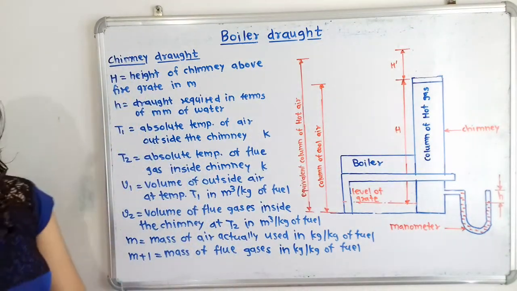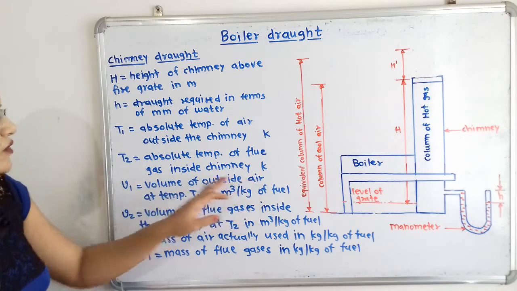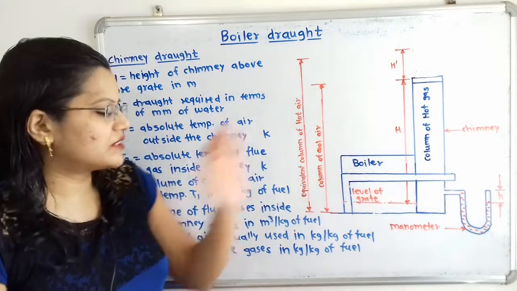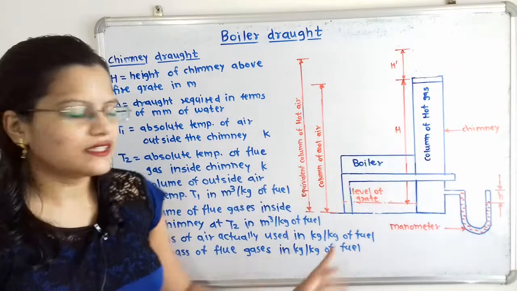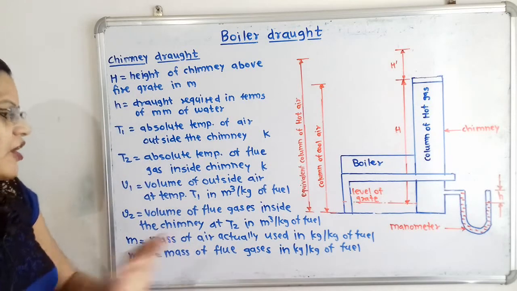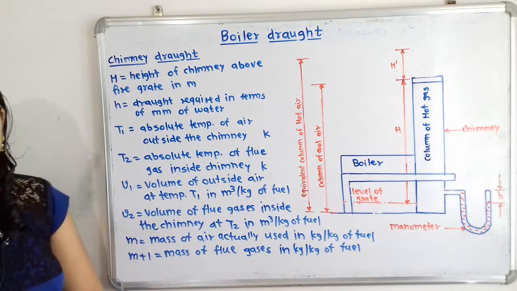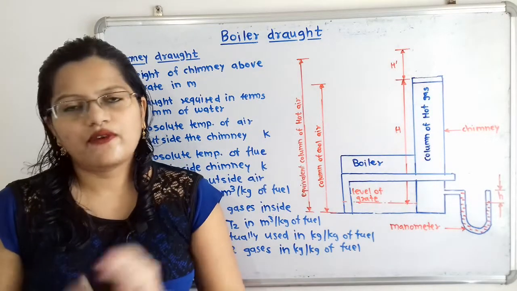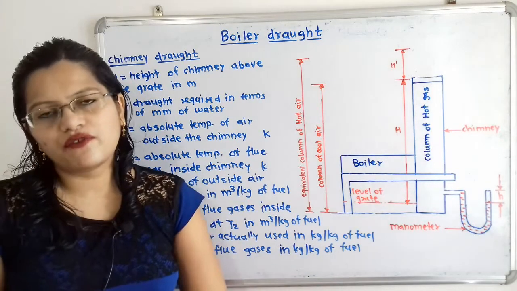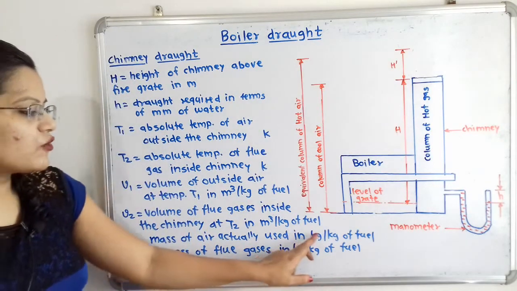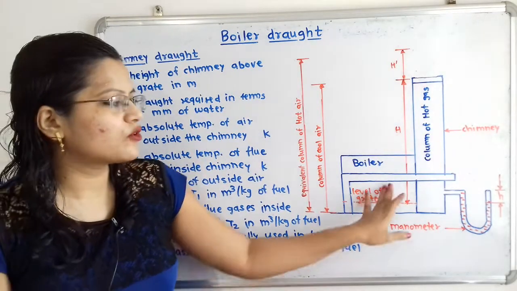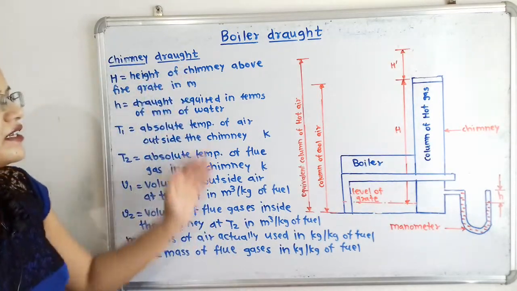Then V1 and V2. So V1 is the volume of outside air at temperature T1 in meter cube per kilogram of fuel, and V2 is the volume of flue gases inside the chimney at temperature T2 in meter cube per kilogram of fuel. Then M. Some air is required for the combustion process. So M is the mass of air actually used for combustion, in kilogram per kilogram of fuel, and M plus 1 is the mass of flue gases in kilogram per kilogram of fuel. So these are the notations.